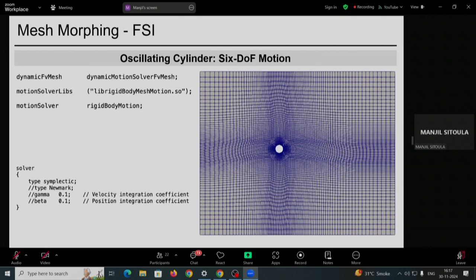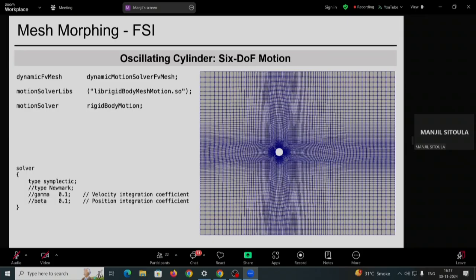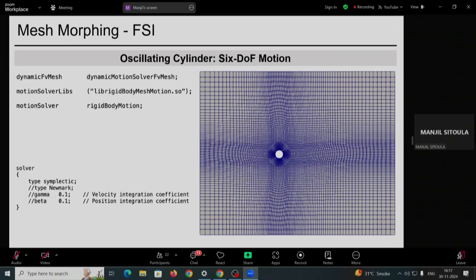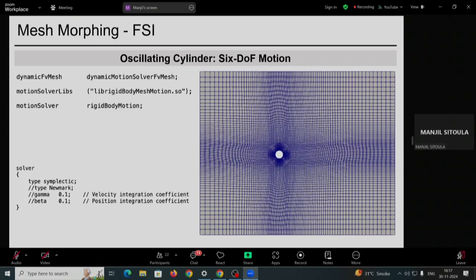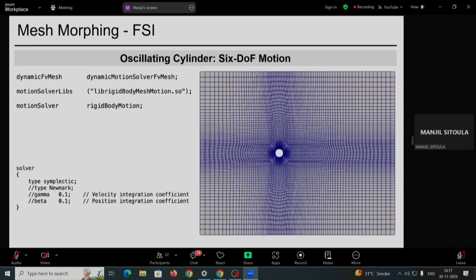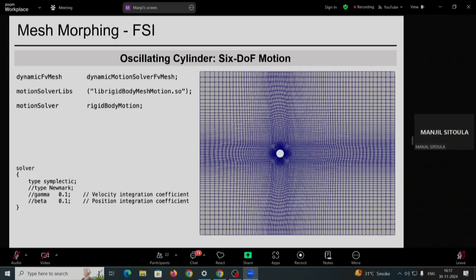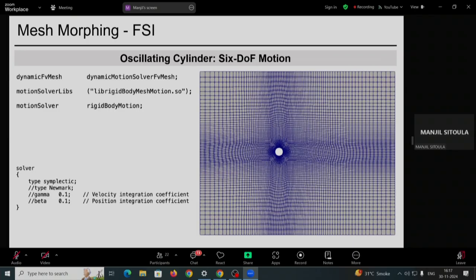So in this case, if the body is deforming, we need a different solver to accommodate the deforming body. But in this case, we can see that there is no deformation of the structure. There is only the oscillation of the structure due to the fluid force. So basically, we are solving the oscillation equation, that is m x double dot plus c x dot plus k x equals a force, which is the aerodynamic force or the fluid force. And we can see that the solver uses a symplectic solver, which solves the oscillation equation. So we need two different solvers for the fluid flow as well as for the structural flow in 6-DoF motion.